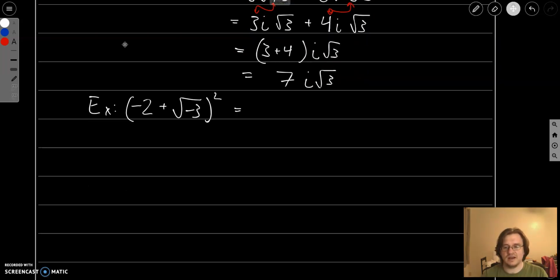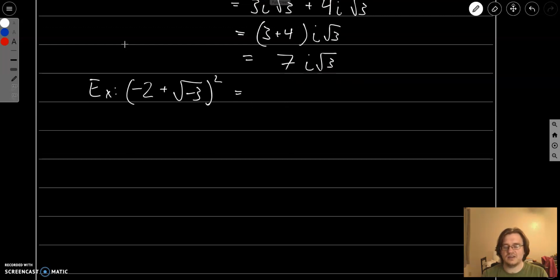Here, again, what we see first is that we have a square root of a negative number. Pull that out and write that as an i. So plus i times the square root of 3 quantity squared. And here, I could FOIL this out because I have a binomial and I'm multiplying it by itself, which is another binomial. But I will use the formula for this.